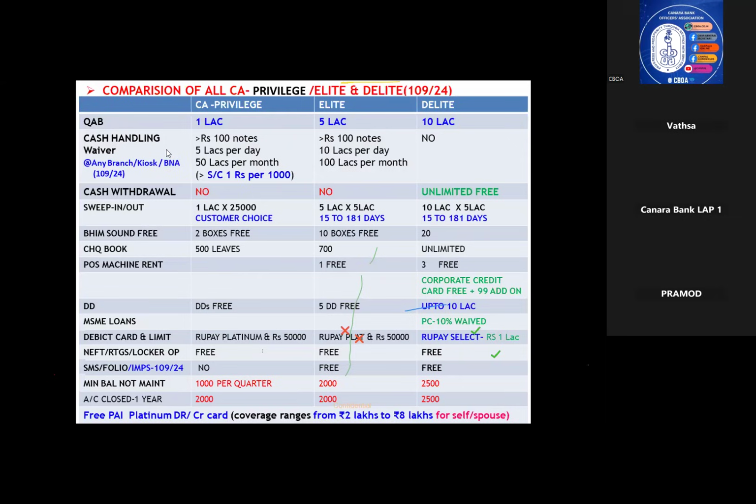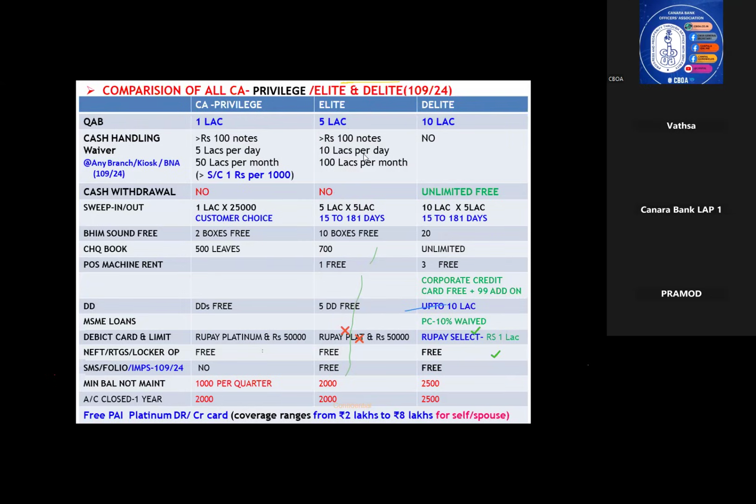First category, Canara Privilege, they have to maintain a quarterly average balance of 1 lakh. In the second category, Elite, 5 lakhs. In the third category, 10 lakhs. What are the cash handling charges? First thing, all the notes should be 100 denomination and above. First category, they can pay 5 lakhs per day and maximum 50 lakhs per month. Second category, they can pay 10 lakhs per day and 1 crore per month.